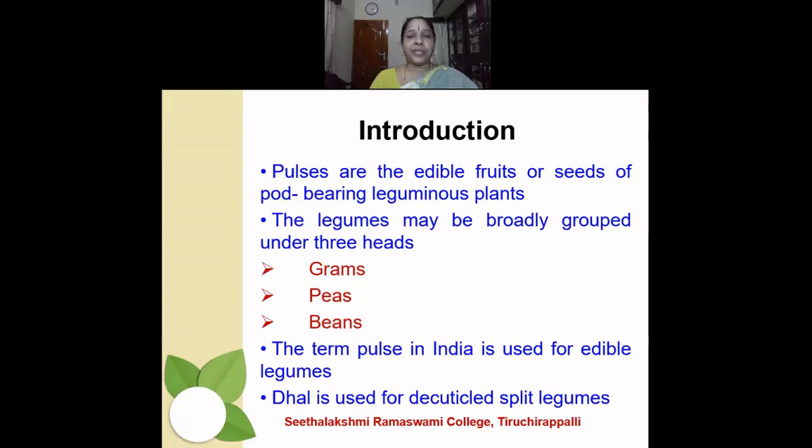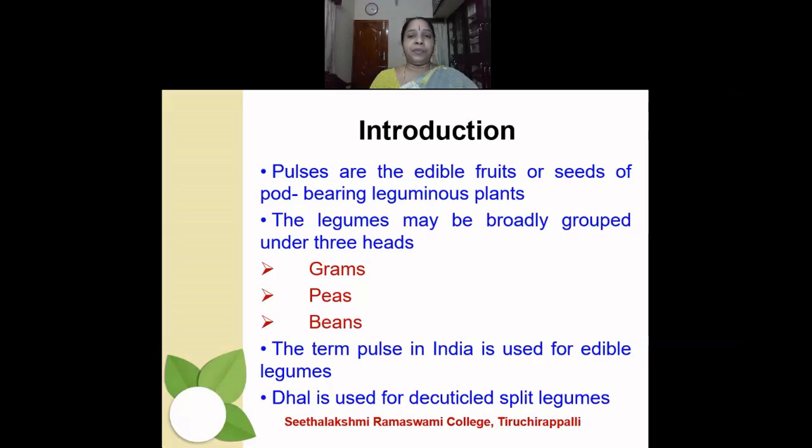We also call the legumes the pulses. The term pulse in India is used for the edible legumes. Edible legumes are those that we can eat, which we can consume. Dal is used to indicate the decuticled split legumes.